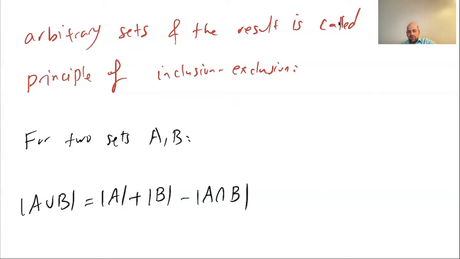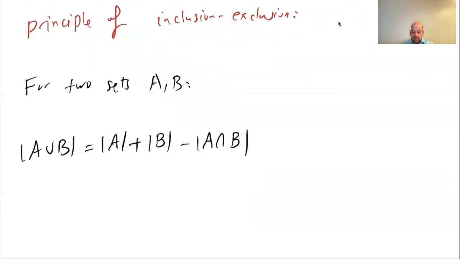For two sets, the number of elements in the union, if they are arbitrary sets, of course. If the intersection is empty, the number of elements in the union is just the number of elements in A plus the number of elements in B. But in the arbitrary, general case, the number of elements in the union is the number of elements in A plus the number of elements in B minus the number of elements in the intersection. Why should I subtract the number of elements in the intersection?